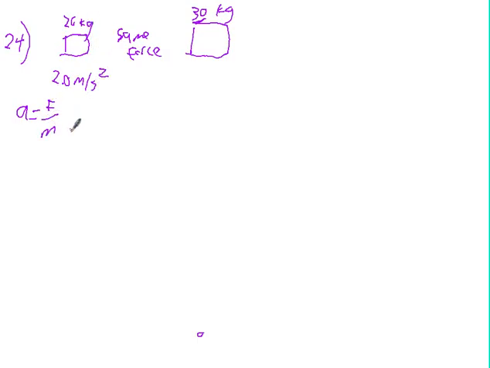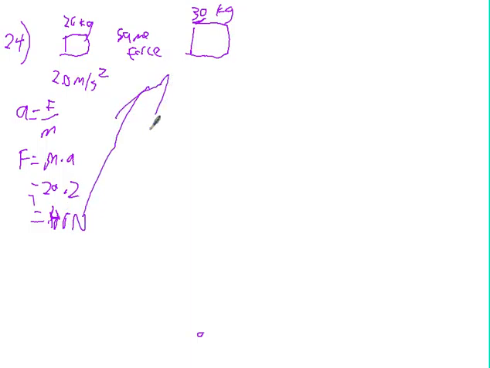Actually, you're looking for the force here, so you could also do this equation: force equals mass times acceleration. So 20 times 2 equals 40 newtons. We said that it's the same amount of force, so 40 newtons are applied here. 40 newtons equals, well, we know the mass here, right?